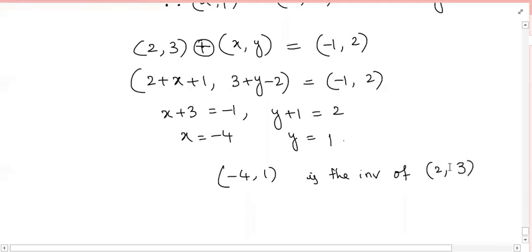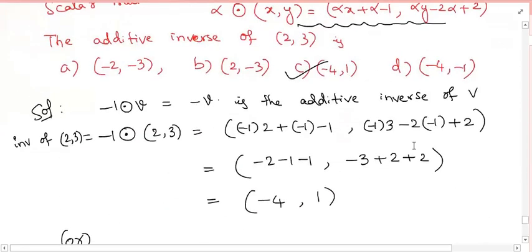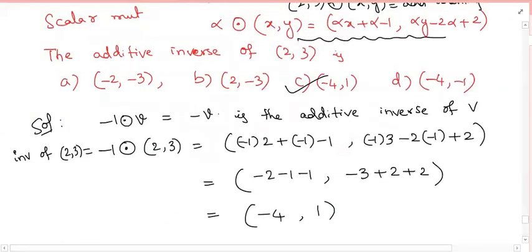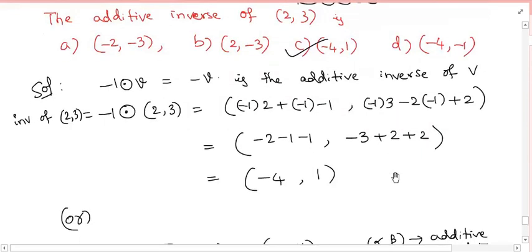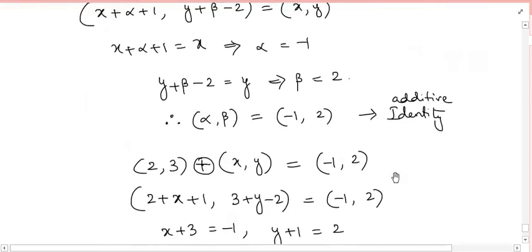Is that clear? So this is a lengthy way, right? But if you know the properties of vector space, we know that minus 1 into v is minus v. If you use that, you will get it easily. Within 1 minute we have to do it, so that's why we have to use this trick. Is that clear? Okay, sir. Thank you.